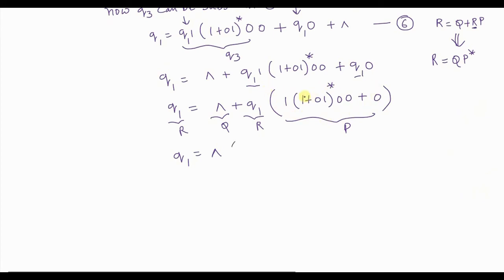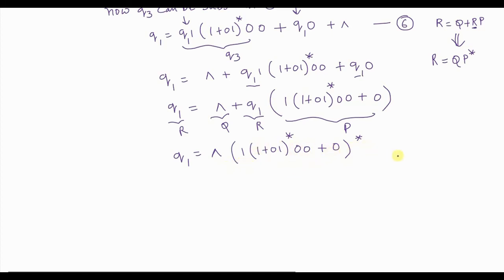So that will be (1 + 1(1 + 0)1*) ending with (0 0 + 0). So this is P and the whole star. Okay, so Q1 equals QP*, where Q is null and P is this whole term raised to star.